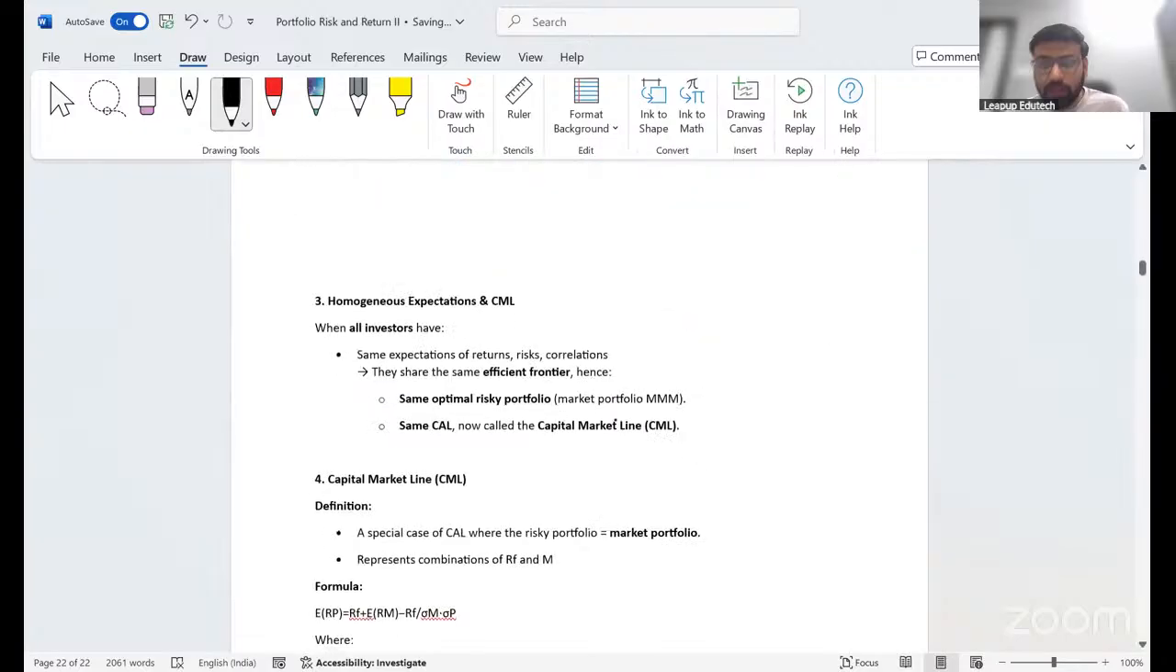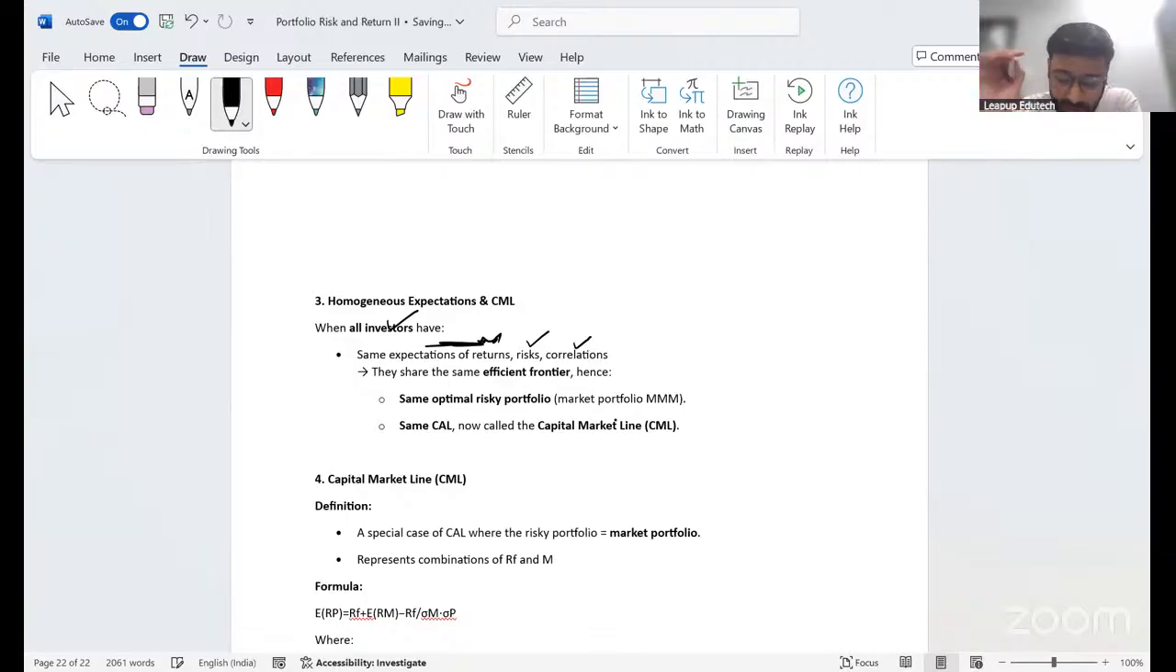That means I will have the same expectations of returns. That means the expectation of return from a particular stock, from a particular portfolio, from a particular risk-free asset is the same for you, is the same for me. Our expectation with respect to risk is also the same. Our expectation with respect to correlation is also the same. Understand this very, very well, guys. Understand this very, very well.